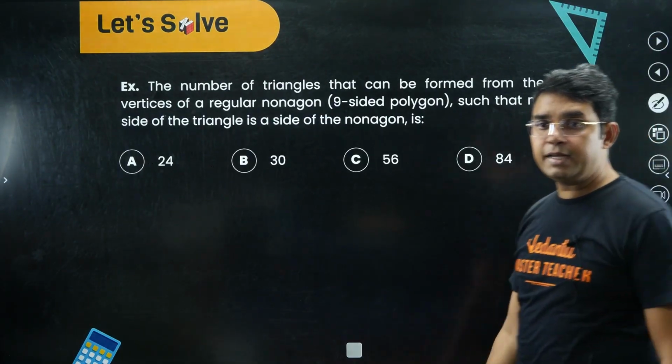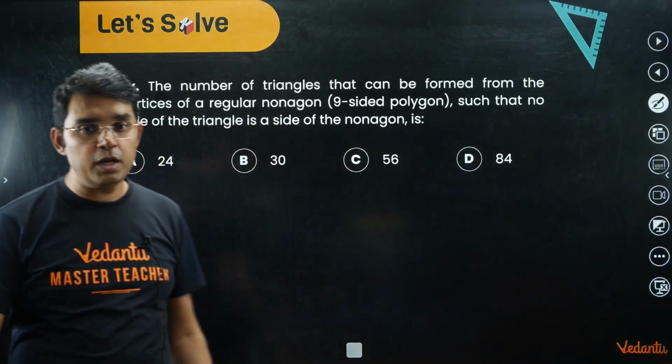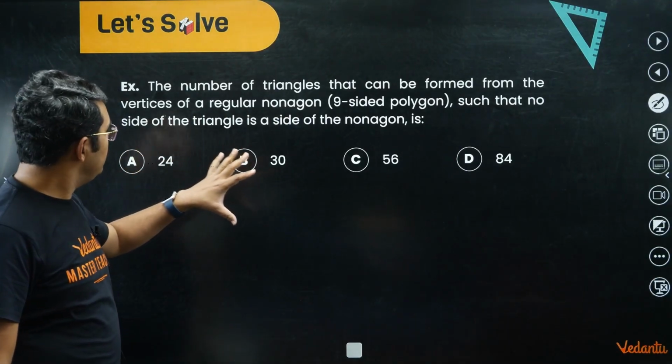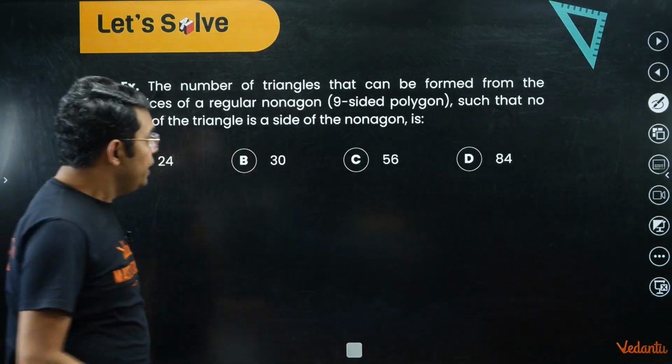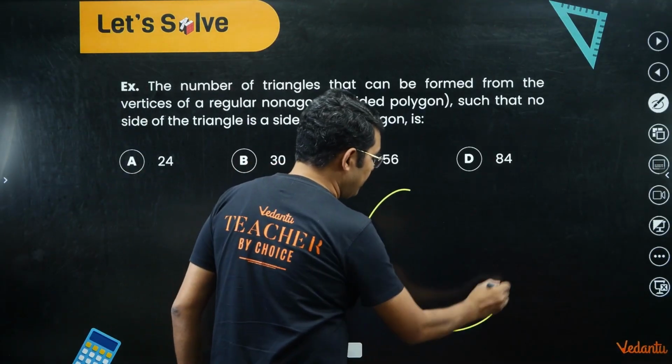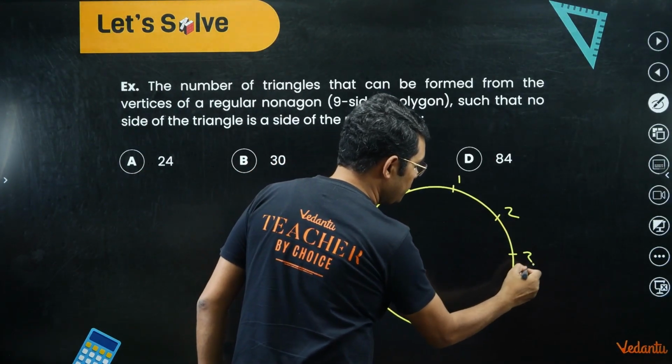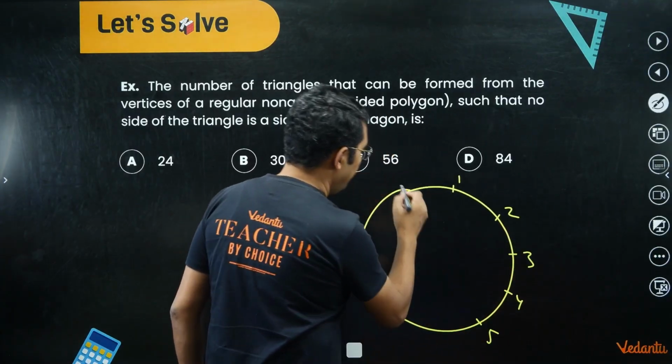Number of triangles that can be formed from the vertices of a regular nonagon such that no side of the triangle is a side of the nonagon. Dear students, nonagon means it will have 9 sides. So 9 sides, 9 vertices, 1, 2, 3, 4, 5 and so on up to 9.